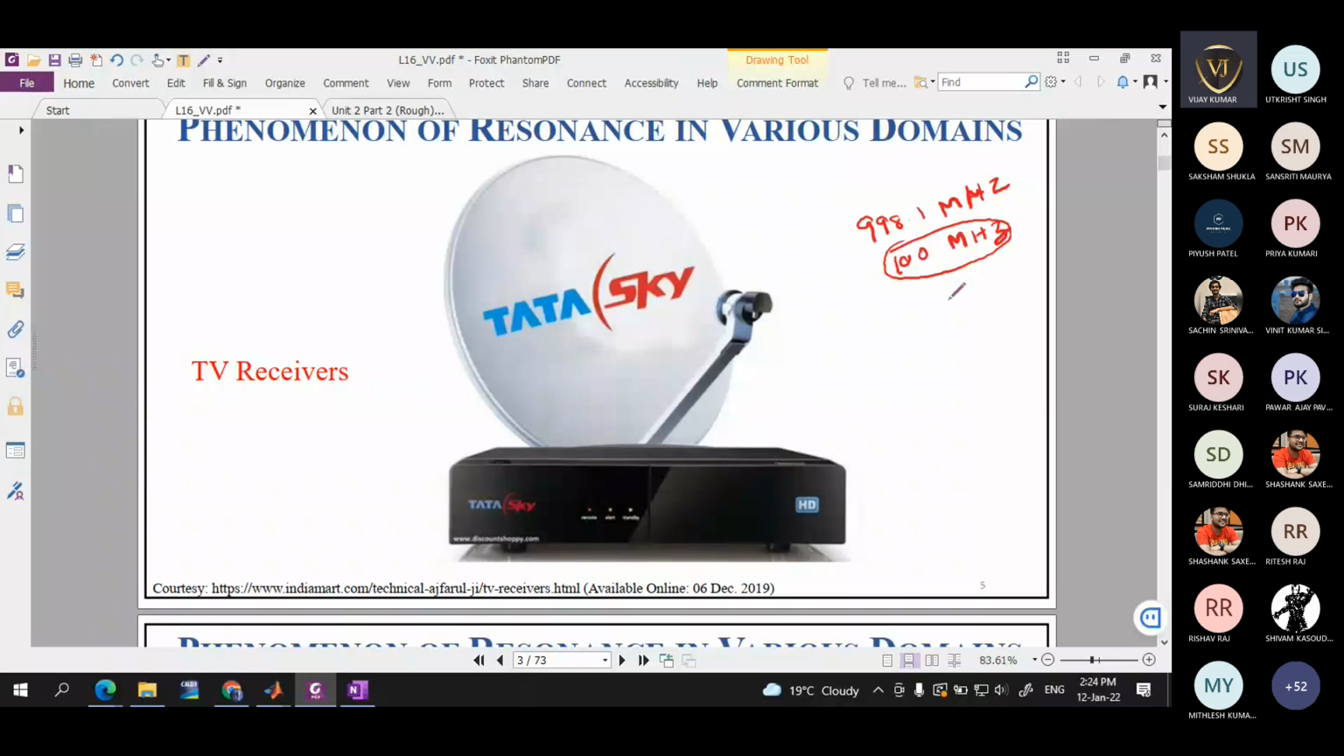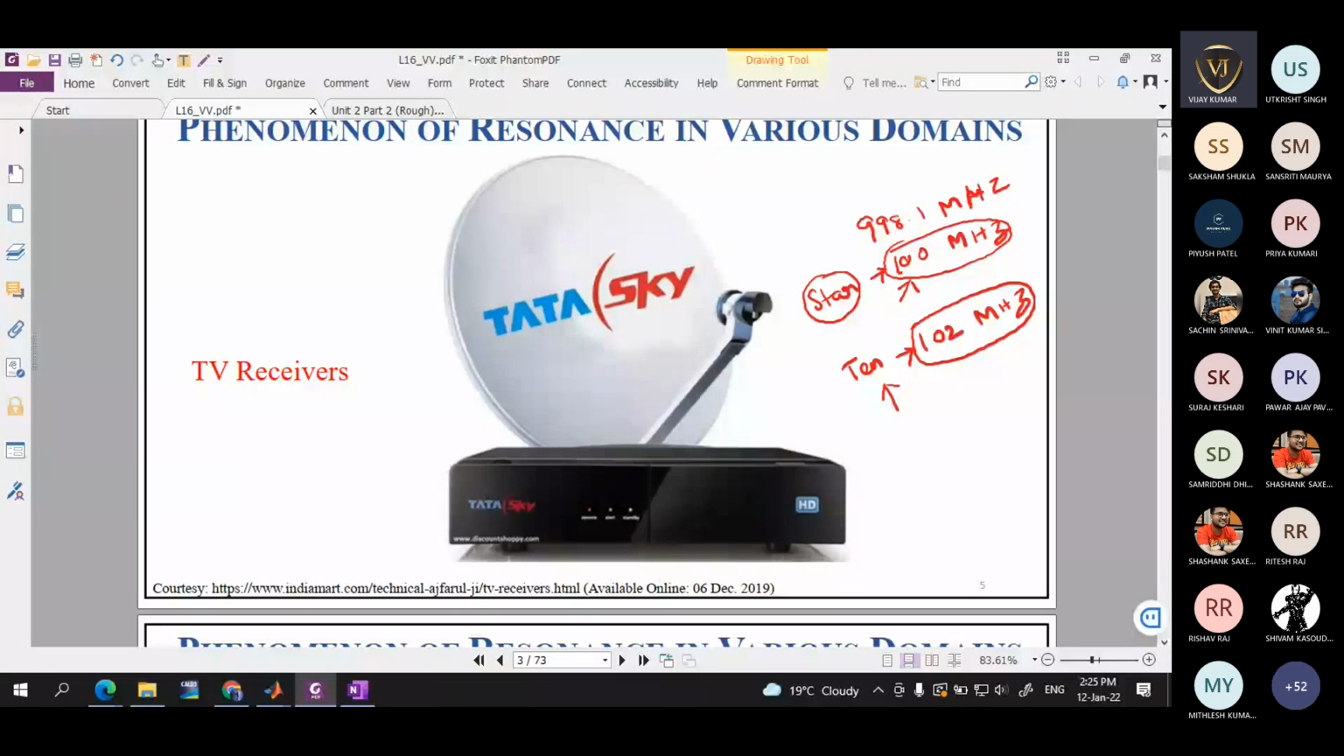Okay, so let's say that you are watching Star Sports, you are watching 10 Sports. The 10 Sports may be broadcasted at 1 or 2 megahertz, and the Star Sports can be broadcasted at 100 megahertz. So when you are tuning your TV to 1 or 2 megahertz, you are able to see 10 Sports. When you are tuning your TV to 100 megahertz, you can see Star Sports.